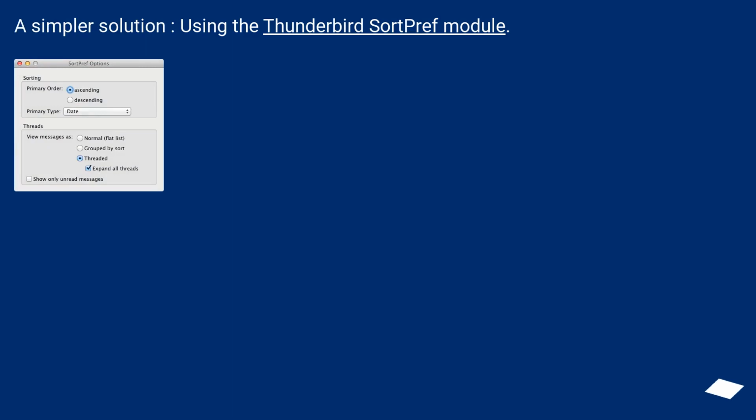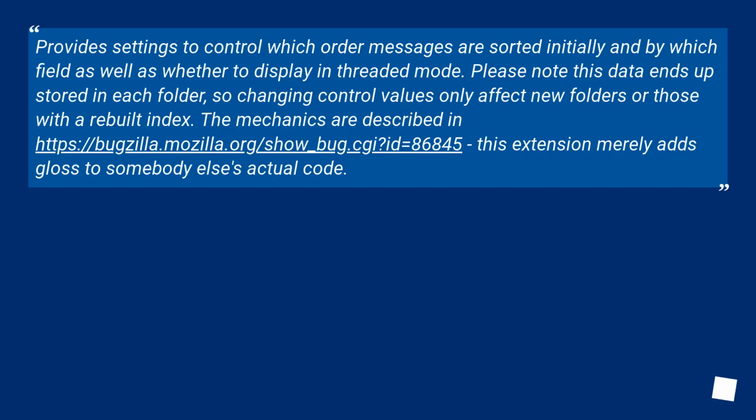A simpler solution, using the Thunderbird Sort Pref module. It provides settings to control which order messages are sorted initially and by which field, as well as whether to display in threaded mode. Please note this data ends up stored in each folder, so changing control values only affects new folders or those with a rebuilt index. The mechanics are described in this URL. This extension merely adds gloss to somebody else's actual code.